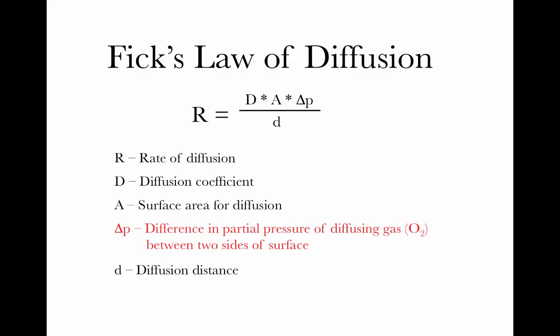Finally, let's think about how this difference in partial pressure of the diffusing gas between the two sides of the surface can be maximized. And we're going to think primarily about water breathing with gills, because really with air breathing, the difference in partial pressure is always huge. There's always a lot of oxygen in the air, and there's always going to be this maximum rate of diffusion between the deoxygenated blood and this very oxygen-rich air in the lungs. So we're just going to think about breathing in water.